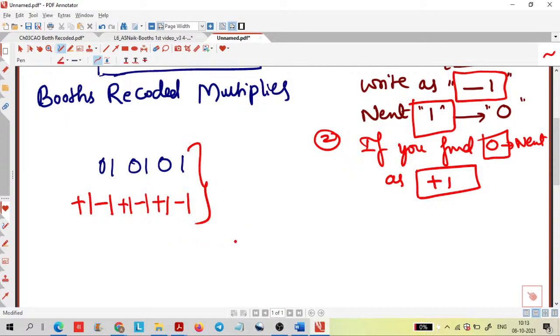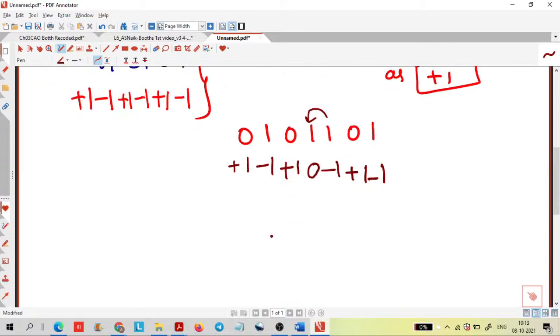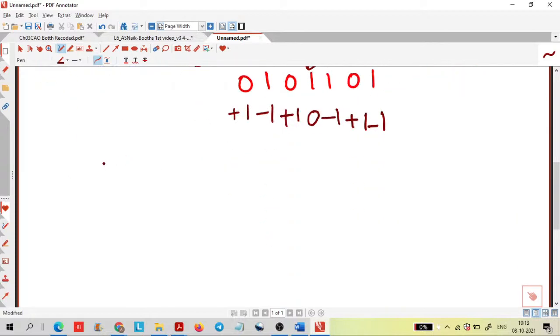I'll give one more. Can you tell me for this one? -1. Yes, good. Then next, +1. Okay. -1. Okay. 0. Yes, you got the same, right? If you get the same number, then you have to write 0. Then +1. Next, -1. Next, +1. Okay, good.